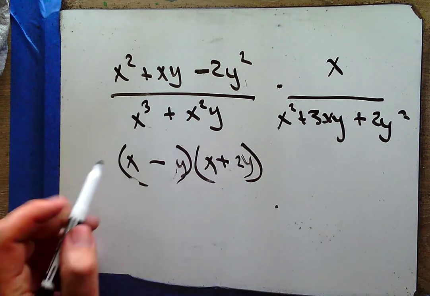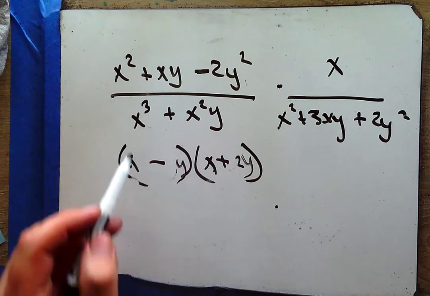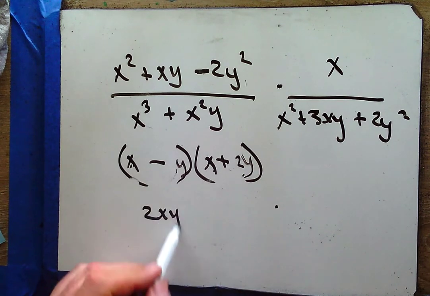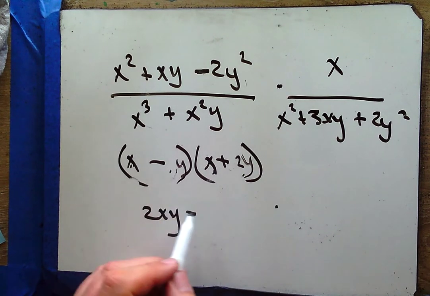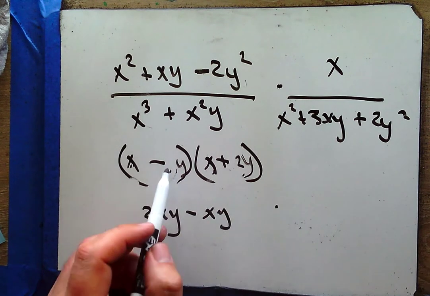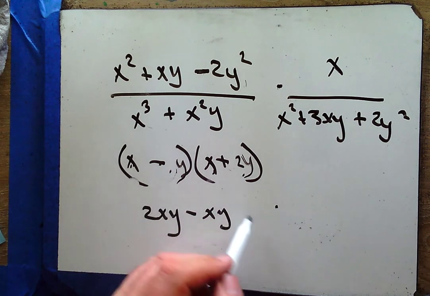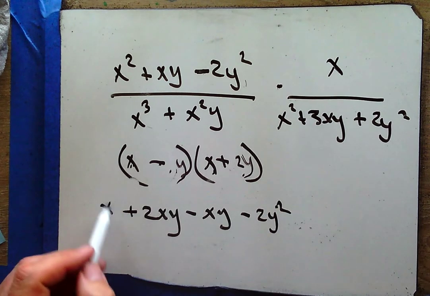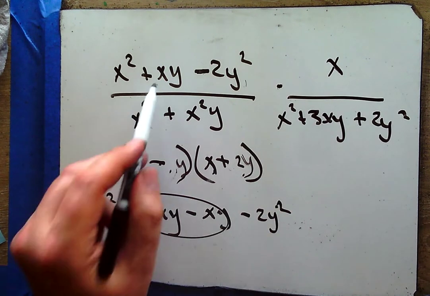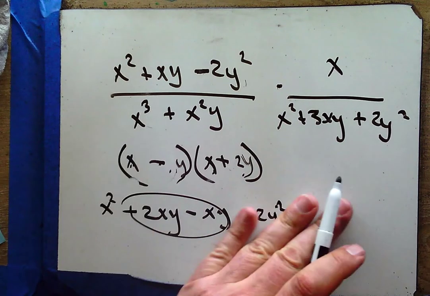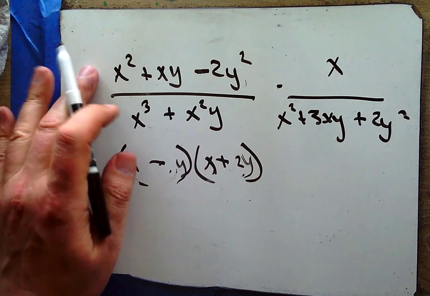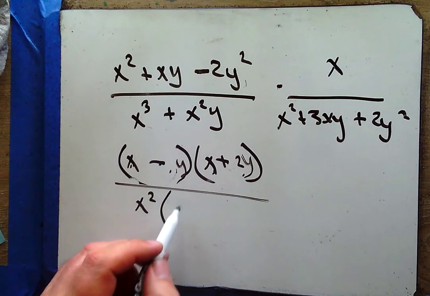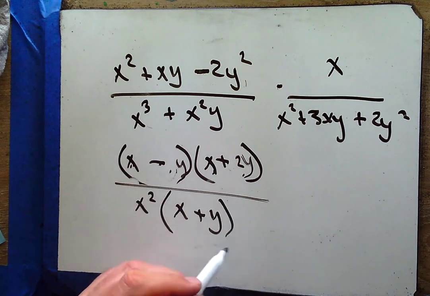Well, let's check. X times x is x squared. X times 2y will be 2xy. Minus y times x is minus xy. And then negative y times positive 2y is minus 2y squared. So these combine to make 1xy. Great, yeah, that's it. So that's how I factor that one. On the bottom, I can GCF factor an x squared out, leaving me x plus y.